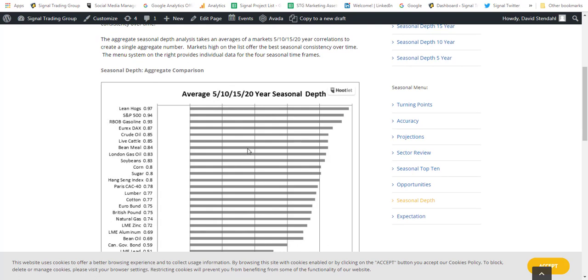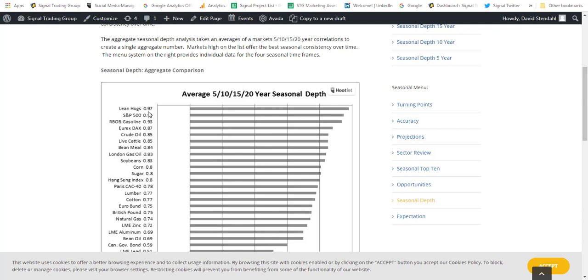What I set up here is the seasonal depth. Seasonal depth looks at the 5, the 10, the 15, and 20-year seasonal charts, and it looks at a correlation of those different time frames against the individual market, the current year. The higher the correlations between all of the different time frames, the stronger the depth, the more realistic it is, no matter what time frame you look at.